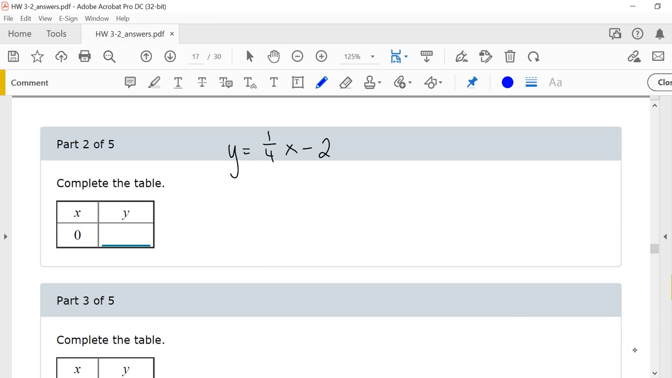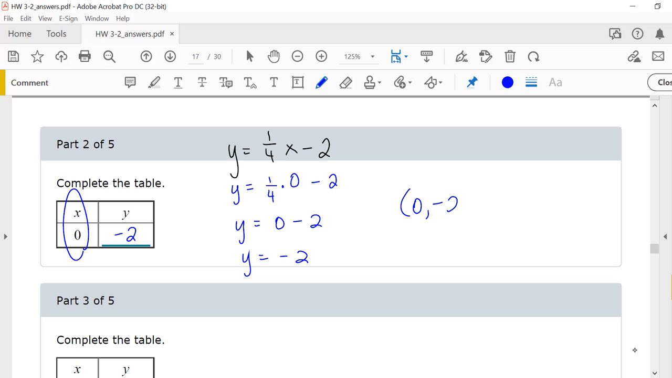For the second point, y equals 1/4 x minus 2. I'm going to plug 0 in for x. Y equals 1/4 times 0 minus 2. 1/4 times 0 is 0. So 0 minus 2 is -2. I have the coordinate 0 comma -2.